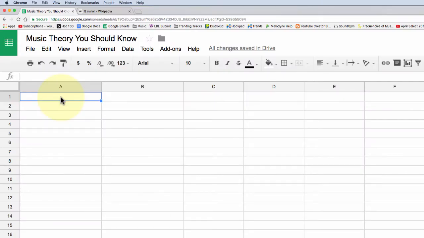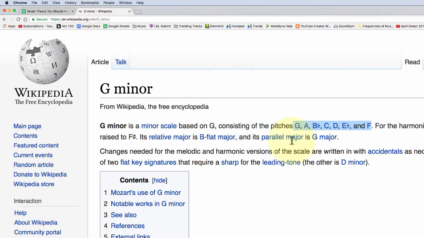And so if you're in the key of G minor, this is basically what you need to know in order to have some kind of competency with music theory, or at least have a basic understanding of music theory. So let's just work with G minor. Now I don't have the scale of G minor memorized, so I just Googled it, and here it is. G, A, B flat, C, D, E flat, and F.